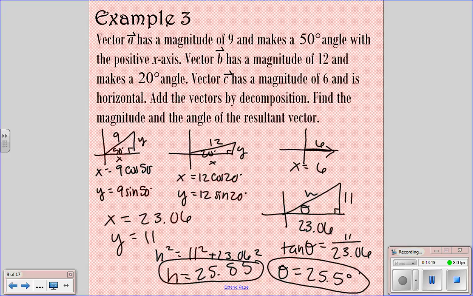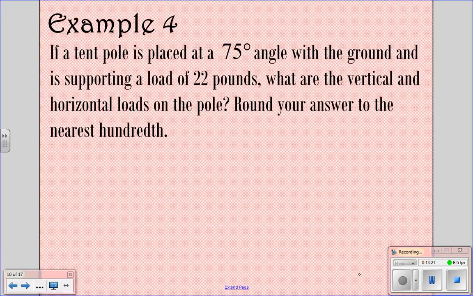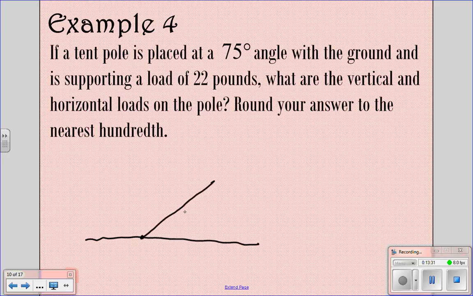All right, so looking at the next example, we have a tent pole that is placed at a 75-degree angle with the ground. So here is my ground, and I've got my pole, and this angle is a 75-degree angle, and it's supporting a load of 22 pounds. So the load here is 22. We want to know what are the vertical and what are the horizontal components of the load on the pole. So that's our horizontal and that's our vertical.